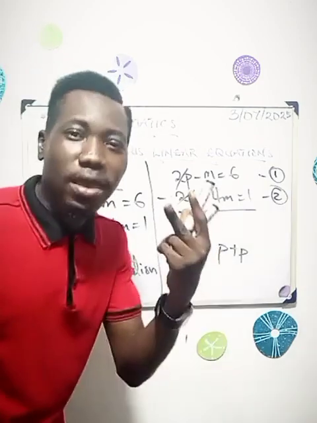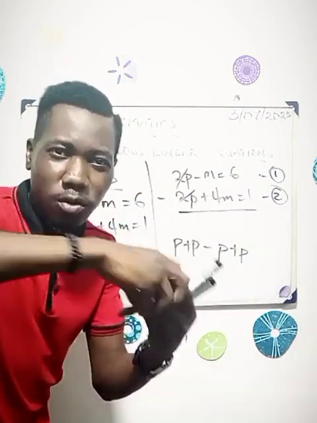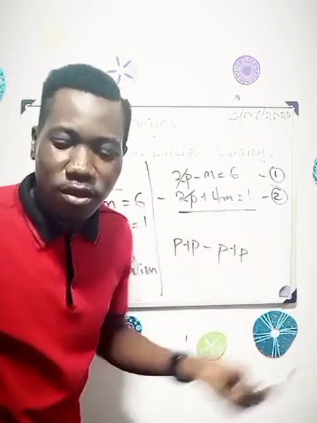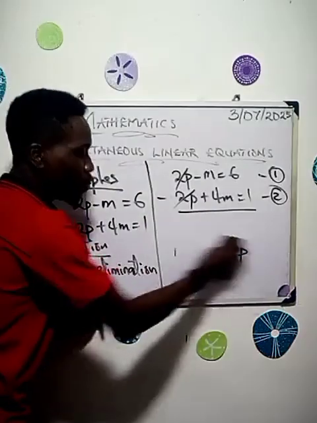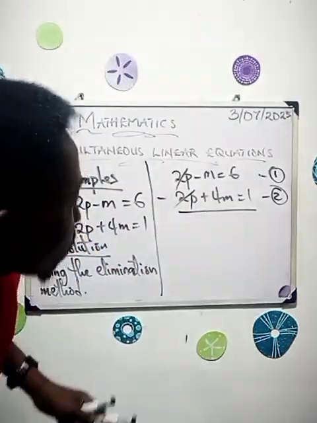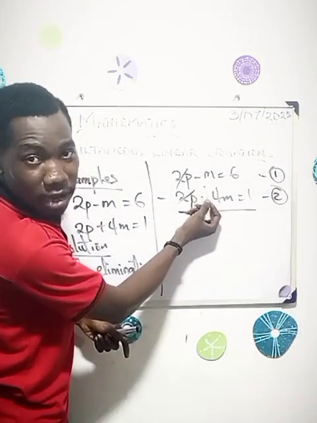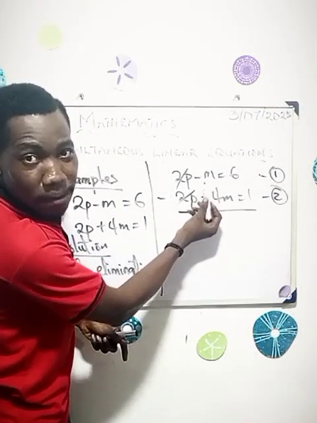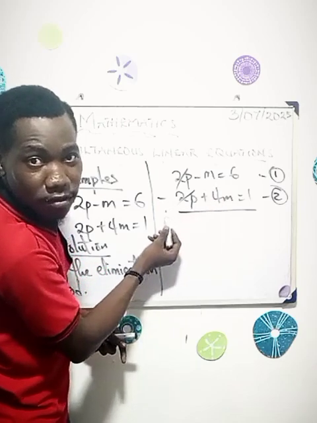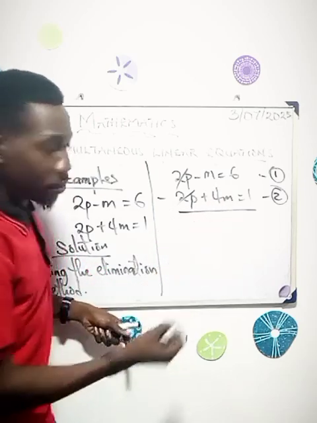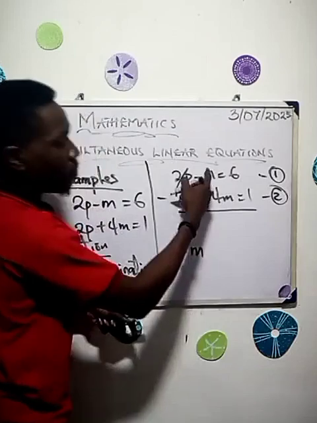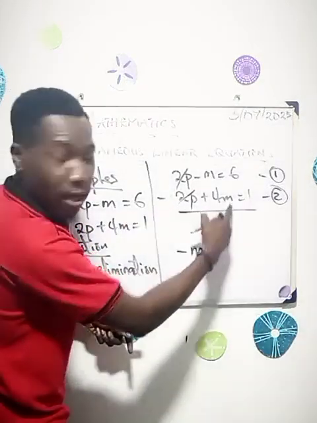You have 2p, exactly. You have 2p and now you are removing 2p. You have nothing left. So it's 0. 2p minus 2p will give you 0. Then what's the next thing? Minus m. Notice you have minus m, not just m. Minus m minus plus 4m.